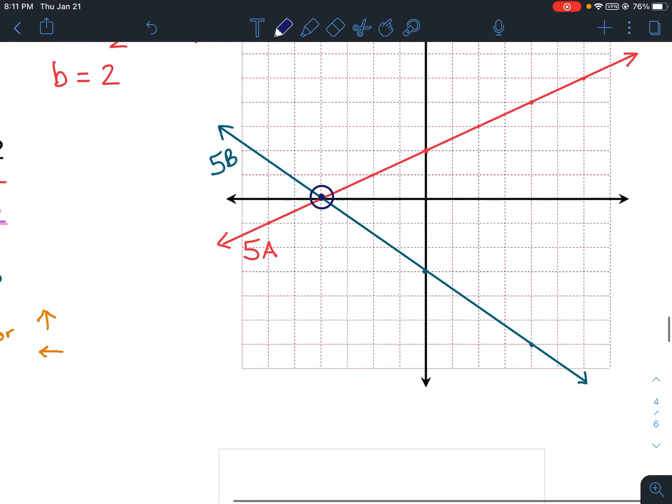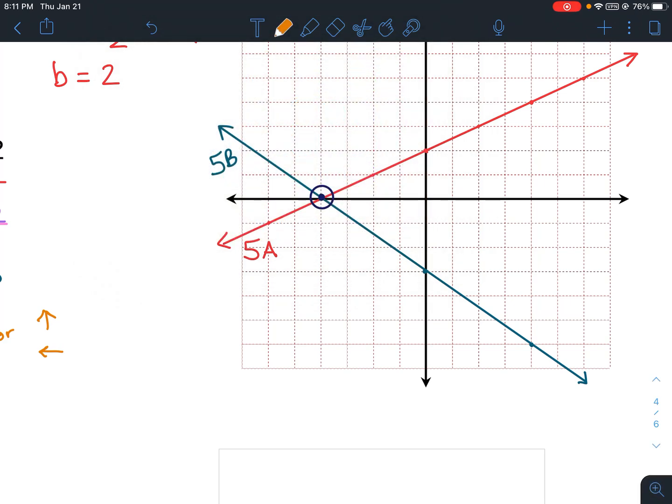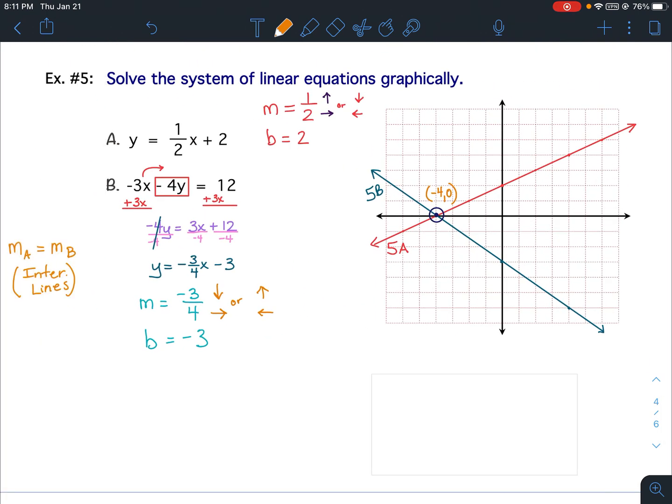So what is that ordered pair? Well, we go to the left, 1, 2, 3, 4. That's to the left 4, but we don't go up or down, which means my final answer is to the left 4, but since you don't go up or down, it's 0. Since they're intersecting lines, it is one solution. So this is one solution of negative 4, 0. Pause your video, get everything written down.